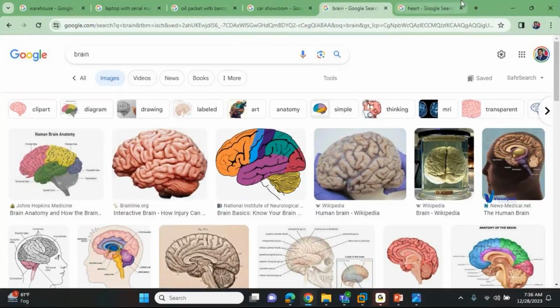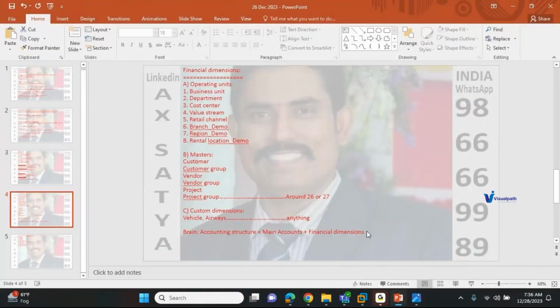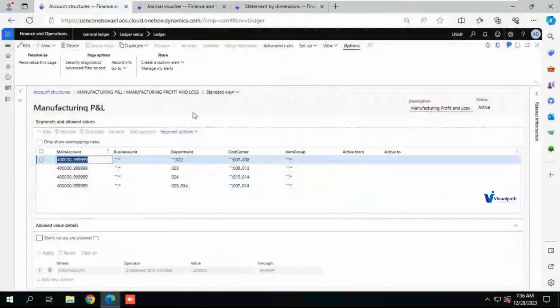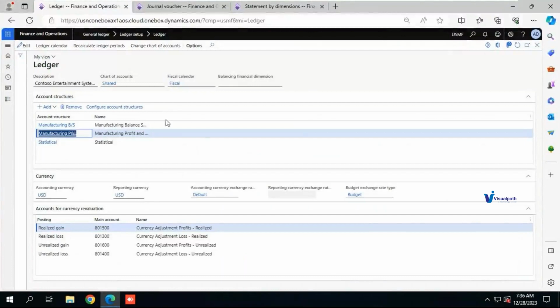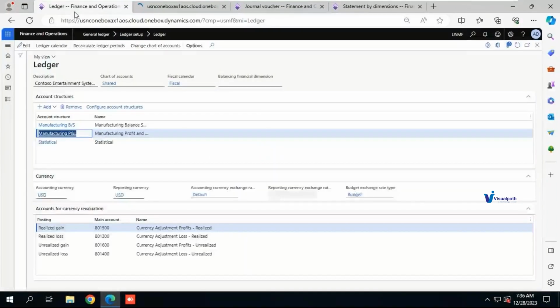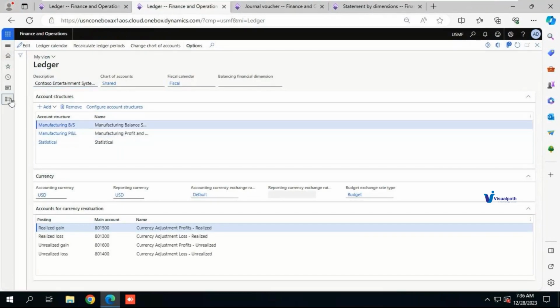In the same manner, for this ERP, Microsoft Dynamics 365 F&O application, accounting structure is very, very important. This accounting structure, where we can create it, was available in the ledger form, but where are accounting structures available? Let me take a duplicate.